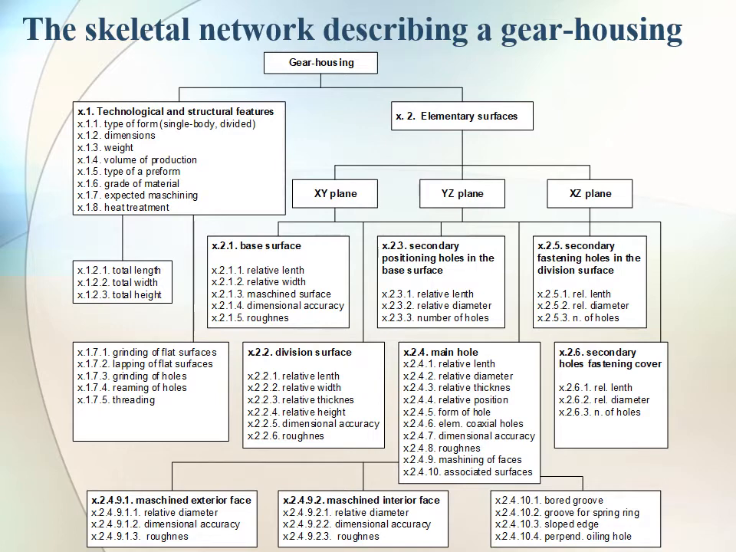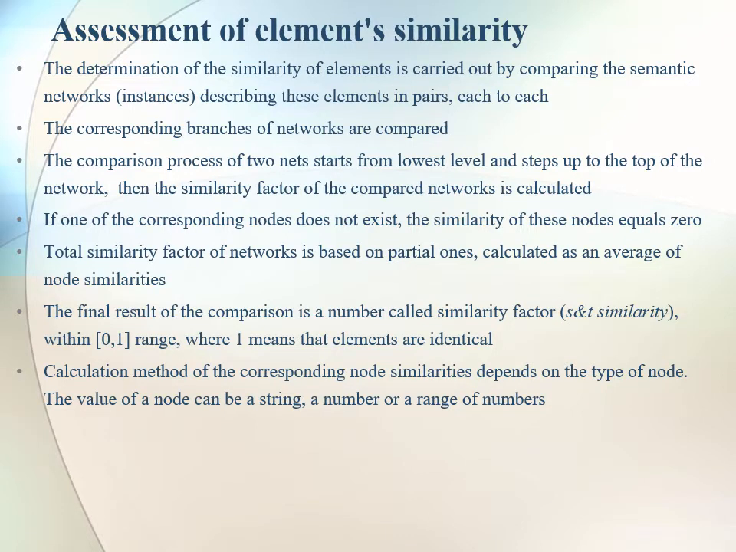As I said, it is divided into some levels, and describing a new element, we choose from this list of potential features, and we can use them many times based on complexity of the element. Then we can go to assessment of element similarity. We use a similar method to last year. We are comparing semantic networks describing specific elements, so corresponding branches of networks are compared.